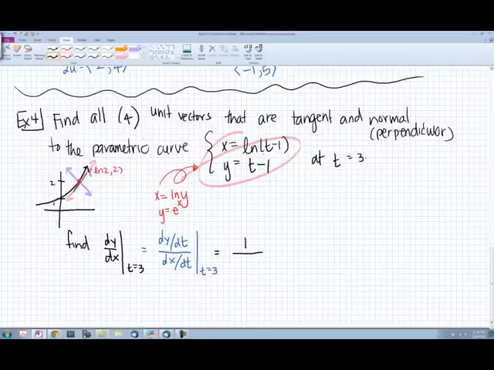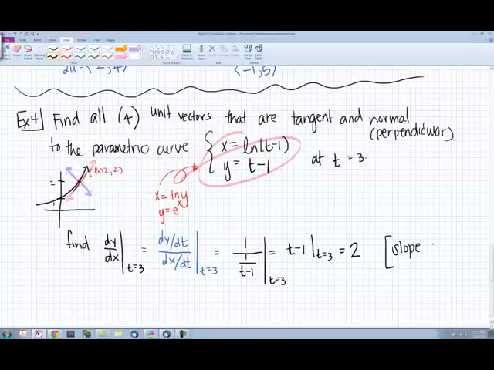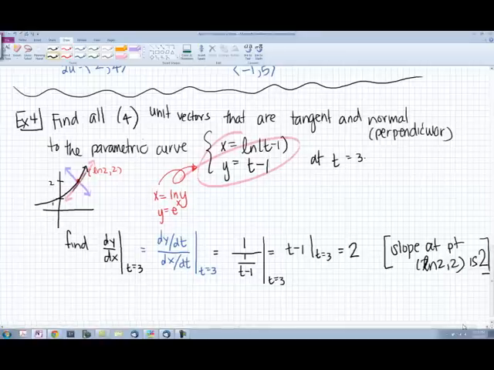Now what's the derivative of the x value with respect to t? That's going to be 1 over t minus 1 times 1 for the chain rule. So we can simplify this and get, with t equals 3, t minus 1. And we have to evaluate at 3, so we get this equals 2. So what does this mean? The slope at the point ln of 2, 2 is equal to 2. That's what we're getting out of this.